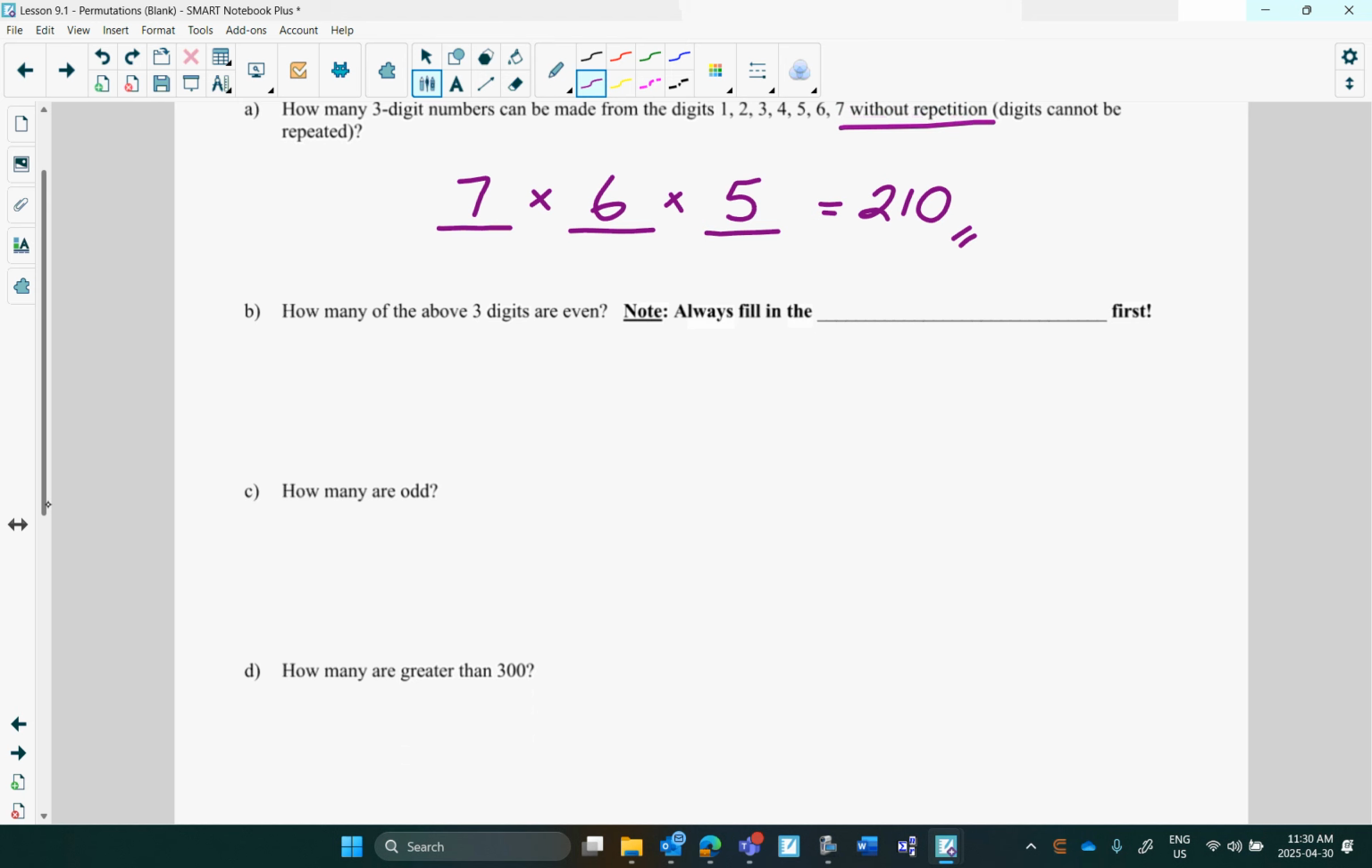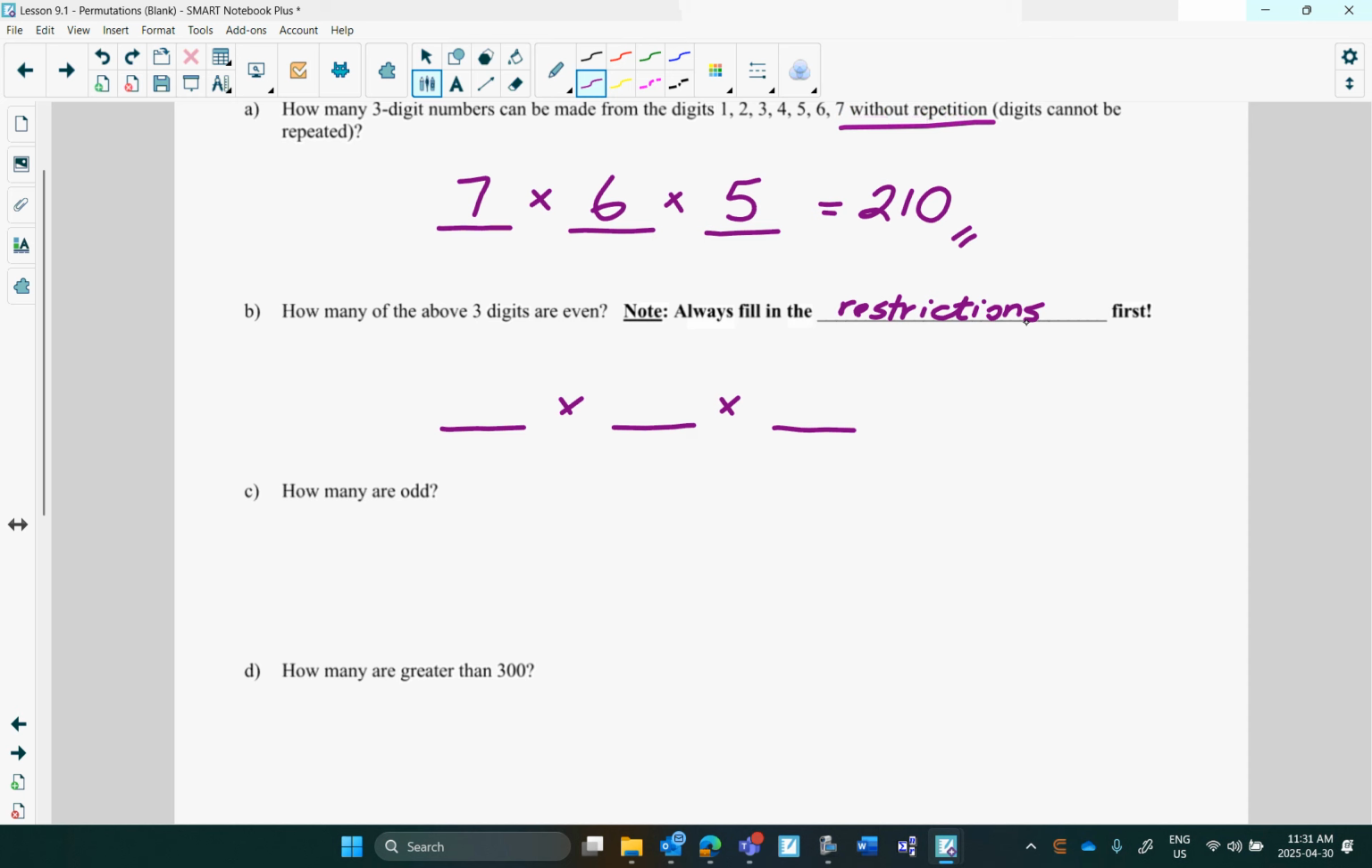How many of the above 3-digit numbers are even? Notice what I'm doing. Always fill in the restrictions first. So I'm not going to start on the left side this time. I'm going to start here because this has to be even. How many possible numbers could go here if it's even?